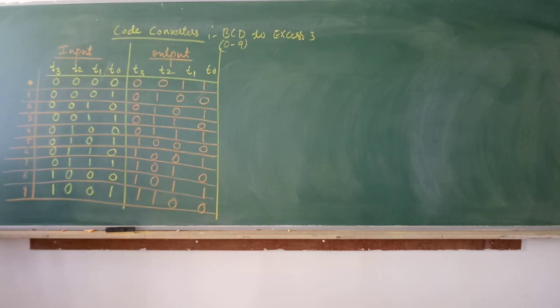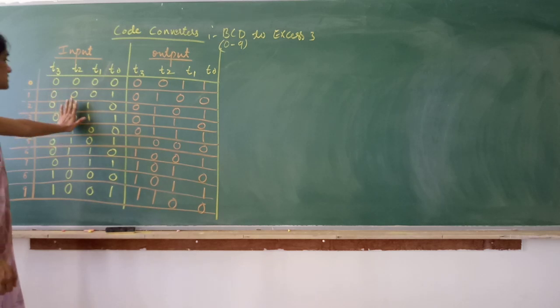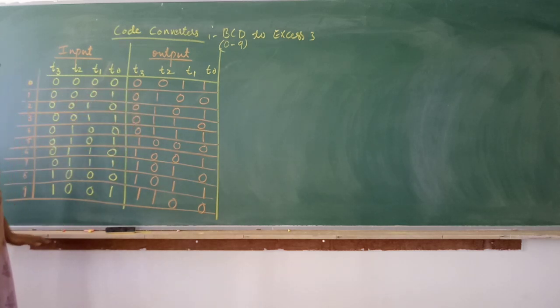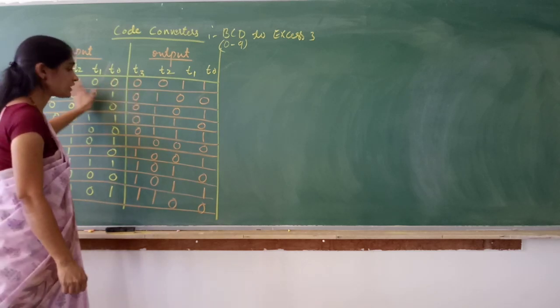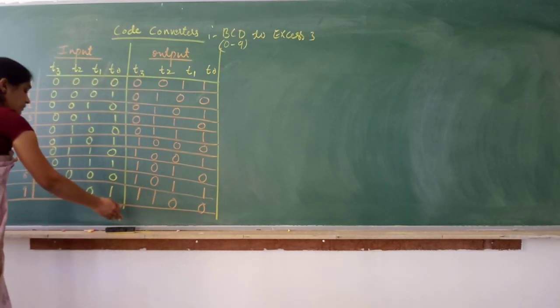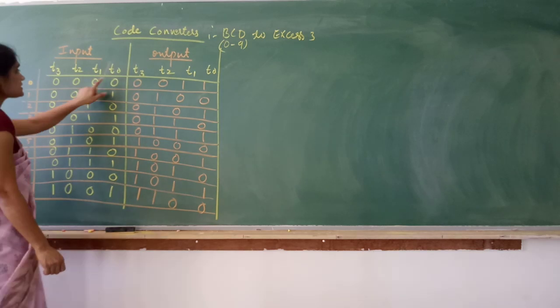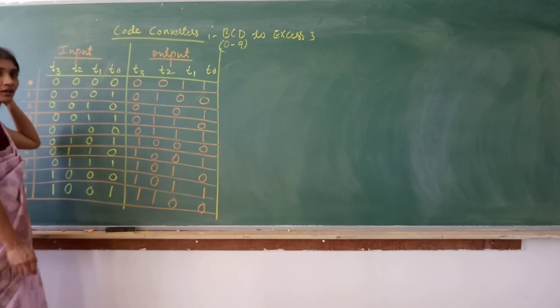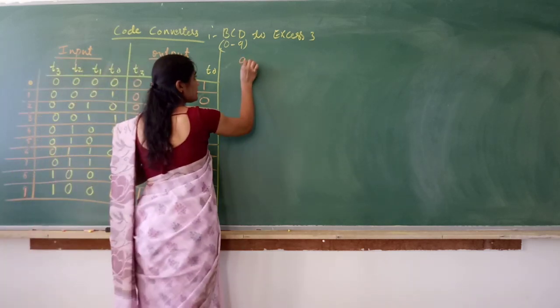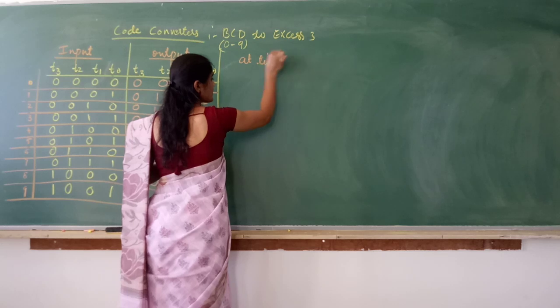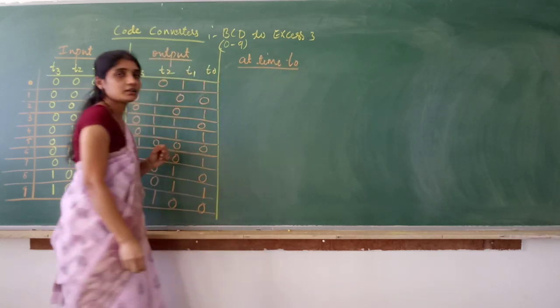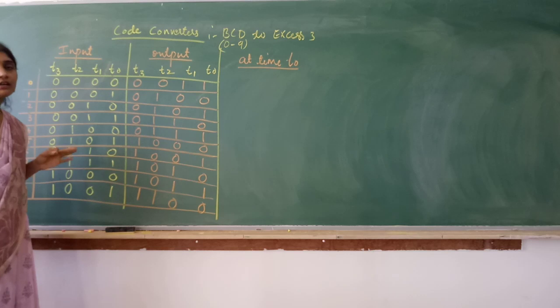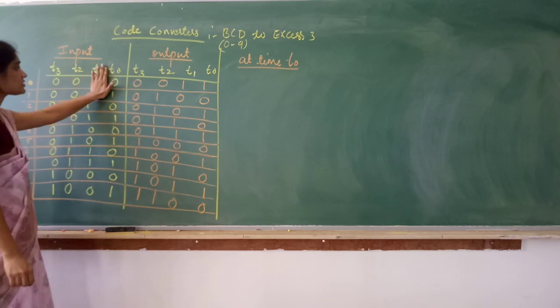So this is the input first table that we are going to write. When we design a sequential circuit, or even for combinational, we write the same thing. So this is the BCD number, and this is the XS3 code for the given BCD number. Now, let us start analyzing. Let me take time T0, time T1, time T2, time T3. I'll start at time interval T0.